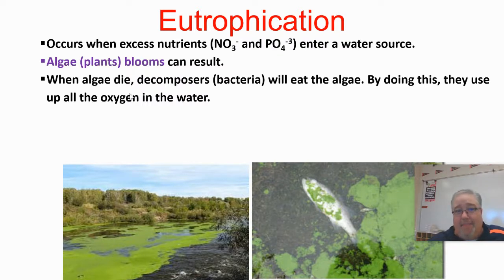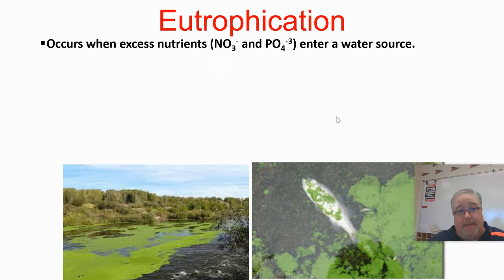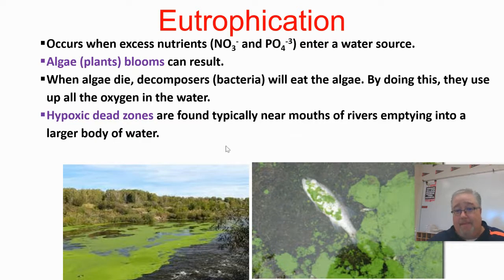When they die, they get decomposed. They get broken down by bacteria. So the bacteria are going to eat the algae. But those bacteria actually use oxygen. Remember I talked about decomposers using up oxygen? So what ends up happening is you get a lake that ends up being stripped of all of its oxygen. Then the fish can't breathe, right? And the fish end up dying. You see a lot of dead fish in the lake or pond.